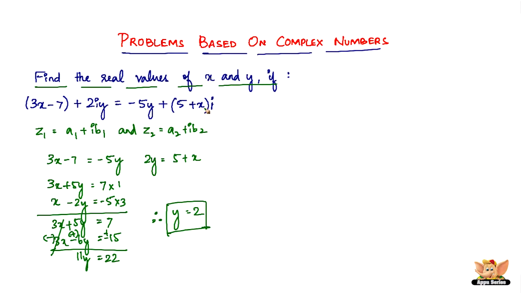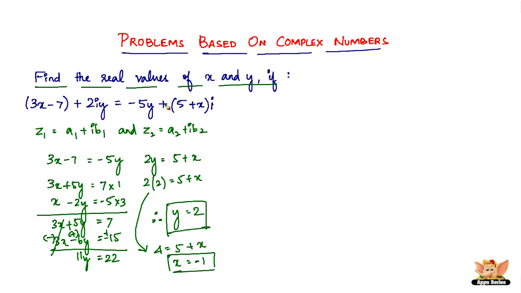Now to find the value of x, all that we have to do is just substitute the value of y in one of these equations. I'll choose this one. So we have 2 times 2 equals 5 plus x. So we have 4 equals 5 plus x, right? Or x equals, 5 goes to the left hand side, so it becomes minus 5 plus 4, which is minus 1. So x equals minus 1. Therefore, the real values of x and y are y equal to 2 and x equal to negative 1. So this is what we have to do.